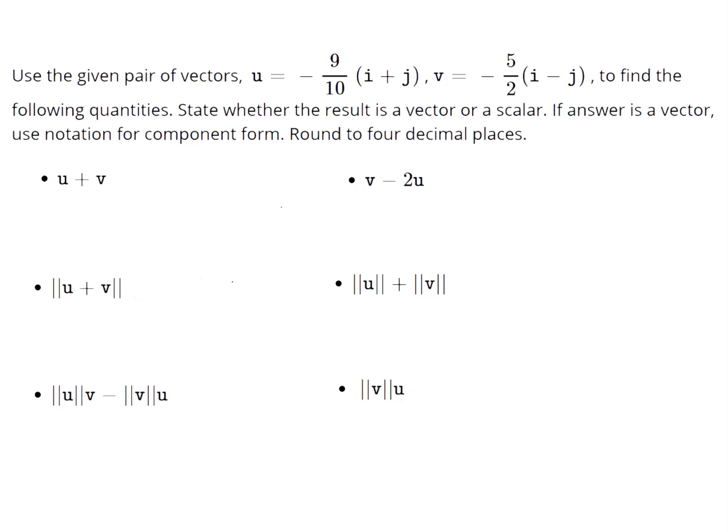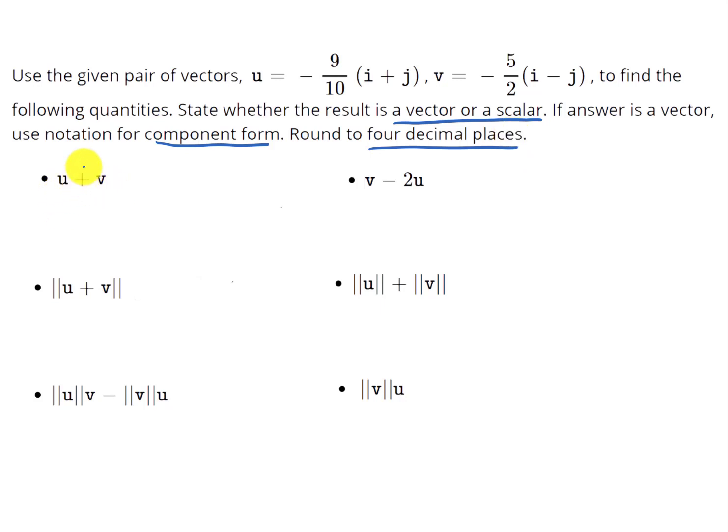Okay, here we've got a pair of vectors u and v, and we're going to find these various things that it asks us. One of the things it wants to know is if the result is a vector or a scalar, so we'll answer that. And then if it's a vector, we're supposed to use component form and round to 4 decimal places. So our first one we want to do is just add u plus v together.